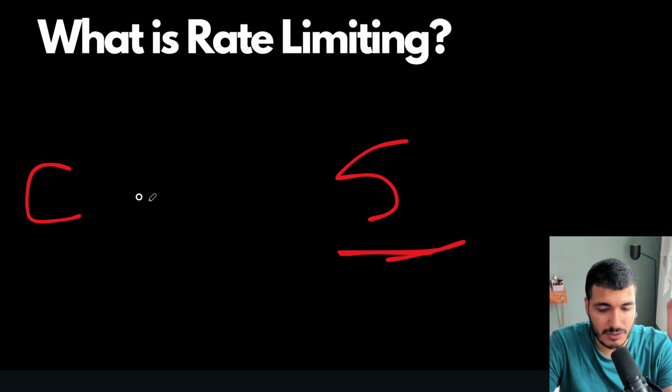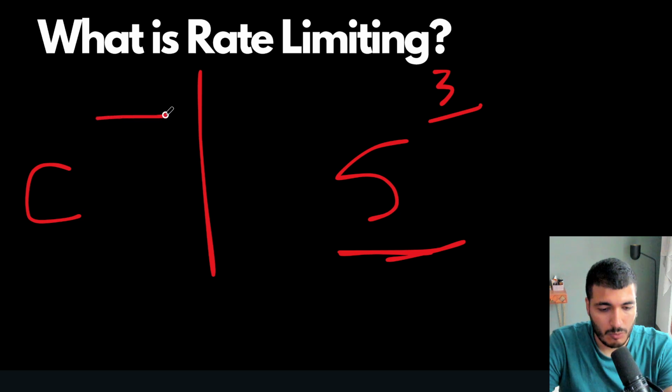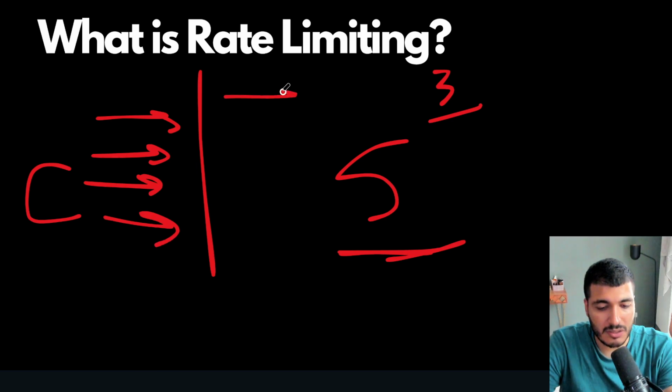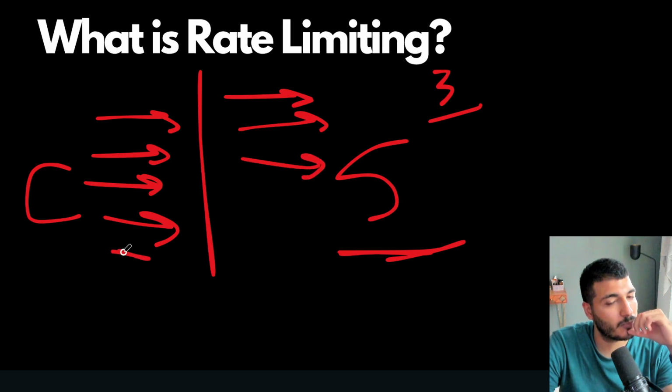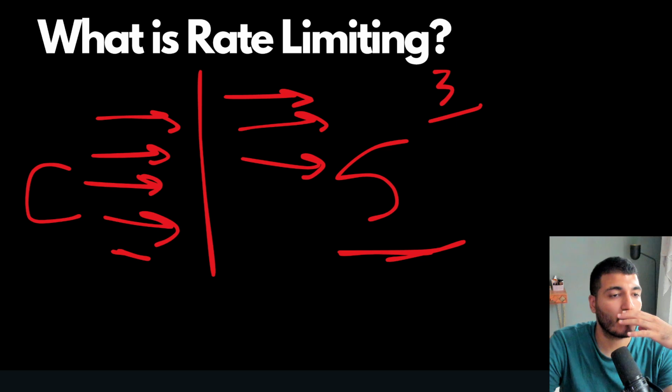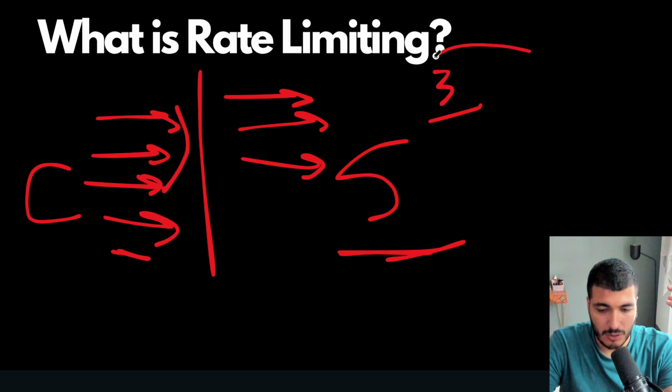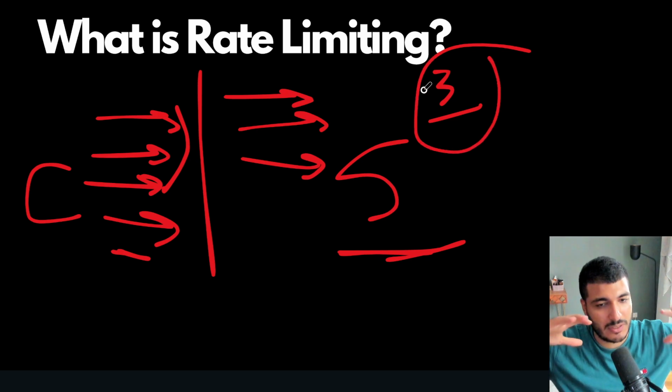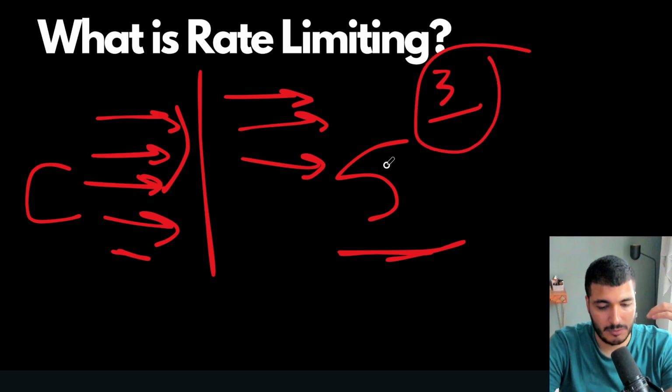So when the client sends a request, let's say that our server only allows 3 requests per second. So we have here our rate limiter. When our client sends 4 requests per second, only 3 of them will pass to the server, and this one will be dropped, maybe saved for later use. But we only process 3 requests per second. This is what rate limiting is at a high level.